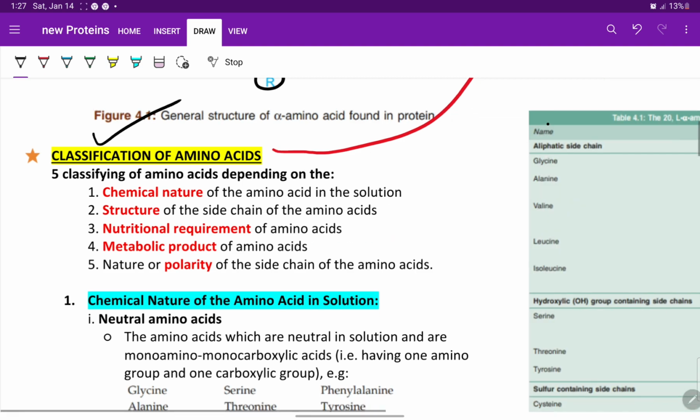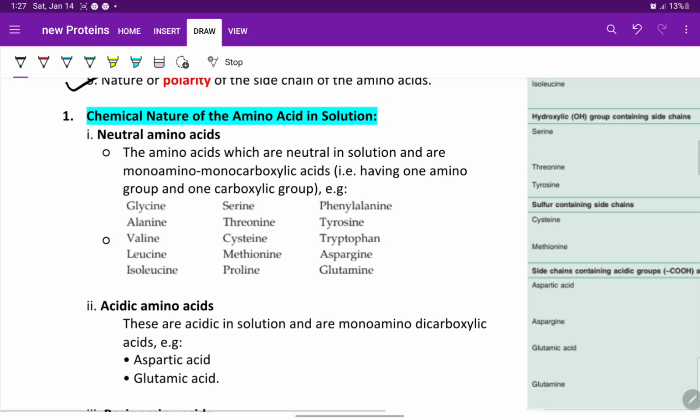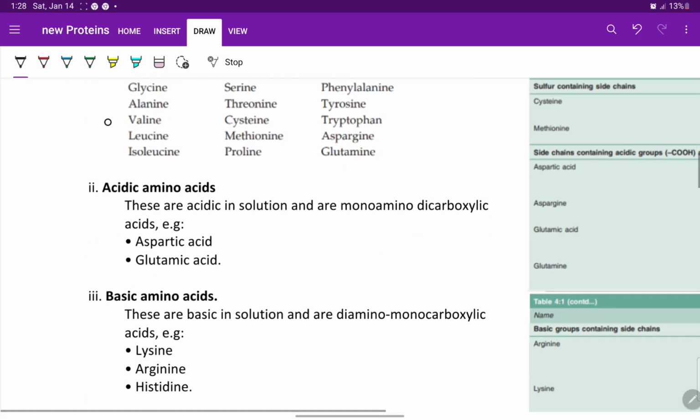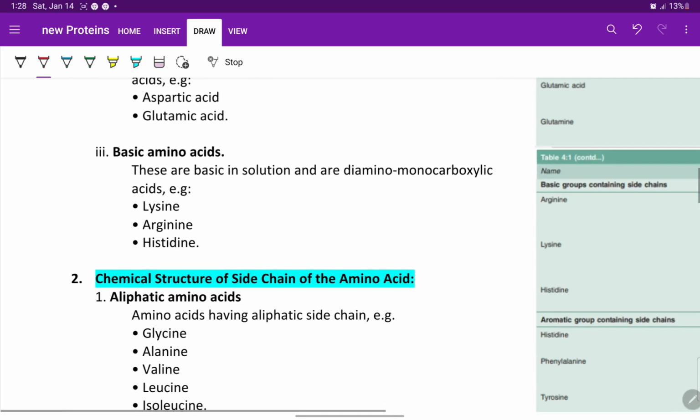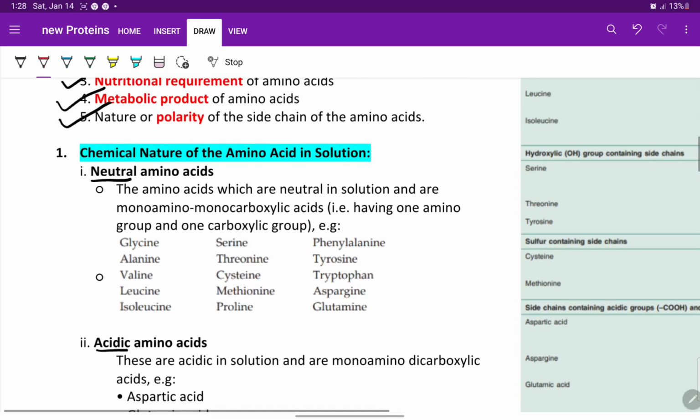Amino acids are classified based on chemical nature, based on structure, based on nutritional requirements, based on metabolic products, and based on polarity. Now let us see the classification of amino acids based on chemical nature. There are neutral amino acids, acidic amino acids, and basic amino acids.